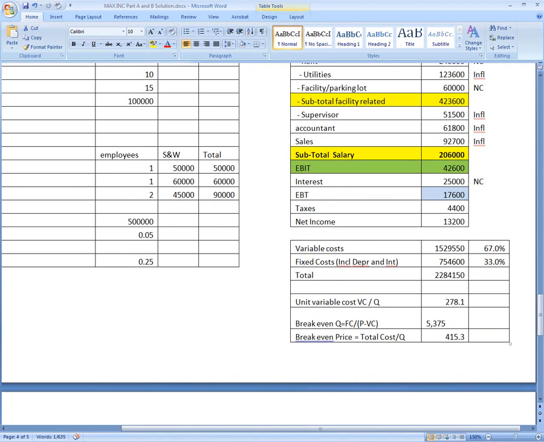So hopefully this was helpful. And again, your job is to be able to replicate this on your Excel spreadsheet. And this way, at least you'll understand two things: how to use an Excel spreadsheet to do forecast, and also how to do break-even using the assumptions.